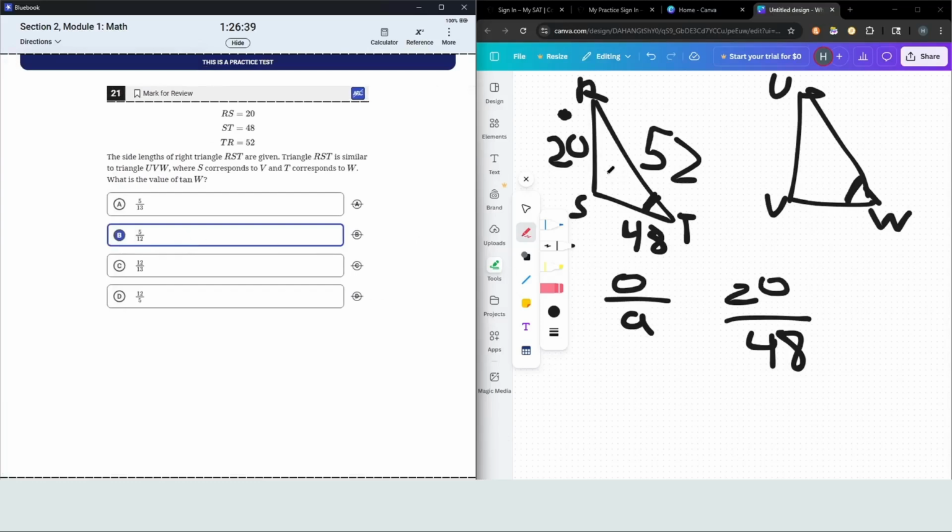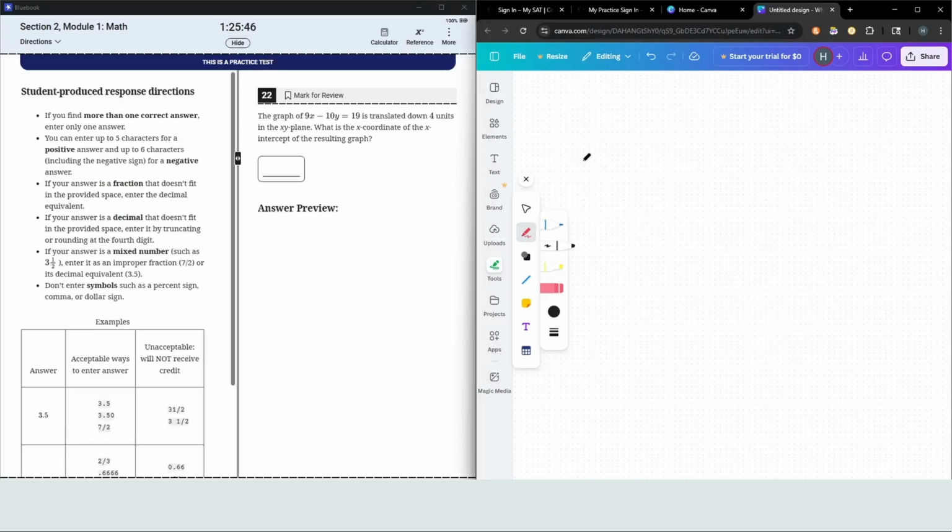The reason this works is even though the side lengths of these triangles might be different, they all simplify down to the same thing because the ratio of one side to another is the same for both triangles since they're similar. Question 22. The graph of 9x minus 10y is equal to 19. It is translated down 4 units on the xy plane. What is the x coordinate of the x-intercept of the resulting graph?